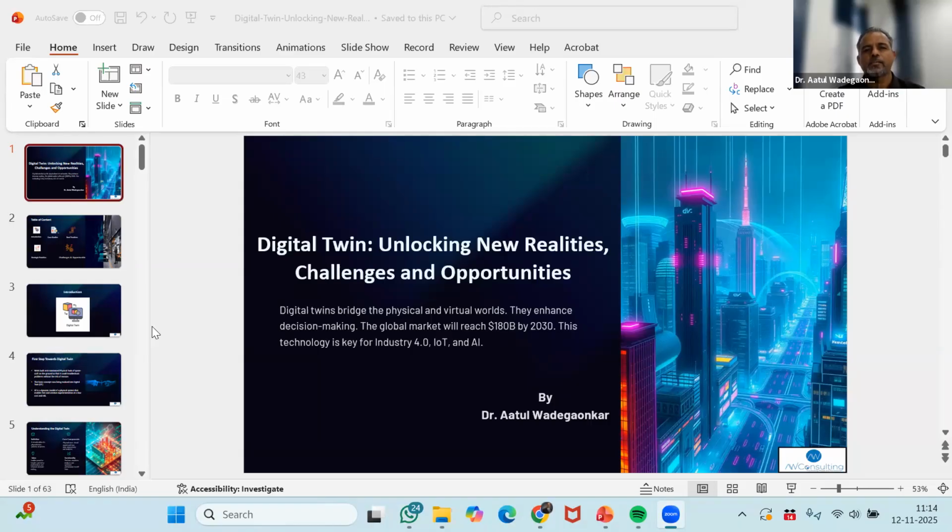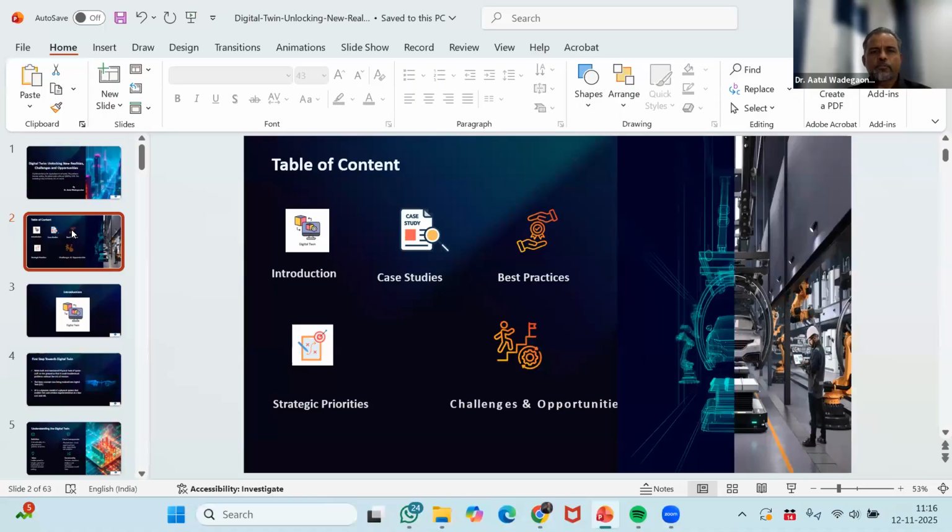The focus is to enhance decision making, and then we will take a few case studies. We'll talk about best practices, strategic priorities, and challenges and opportunities. And in the end, we'll see what is the way forward. Because based on today's interaction, we should commit something to ourselves. Otherwise, it is going to be knowledge consumerism only.